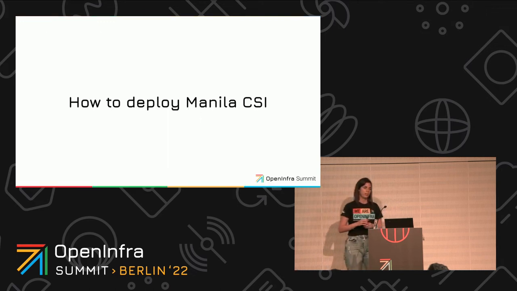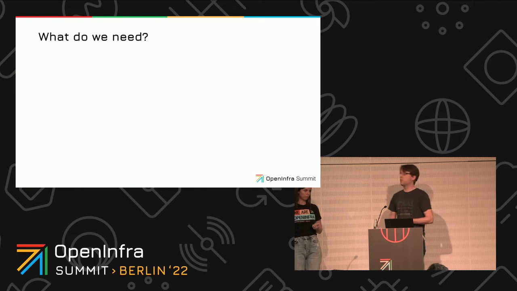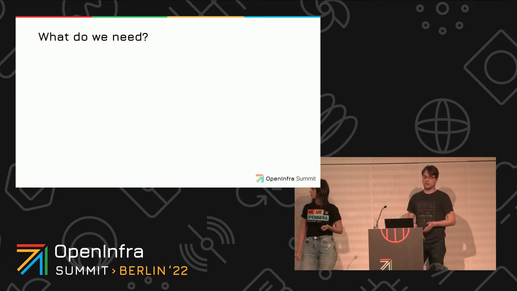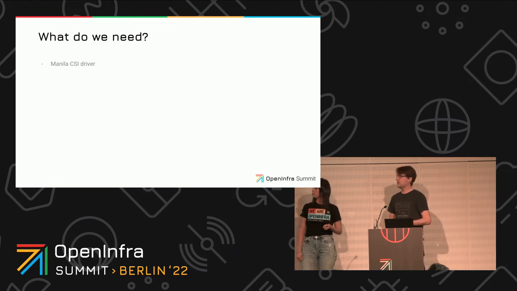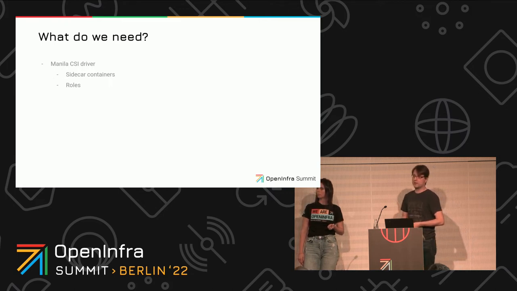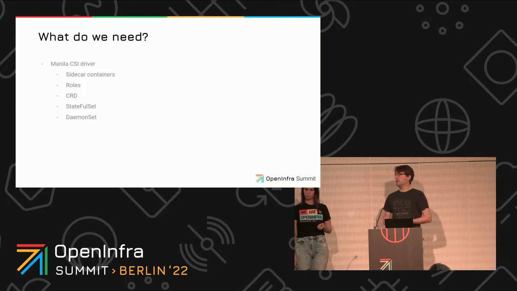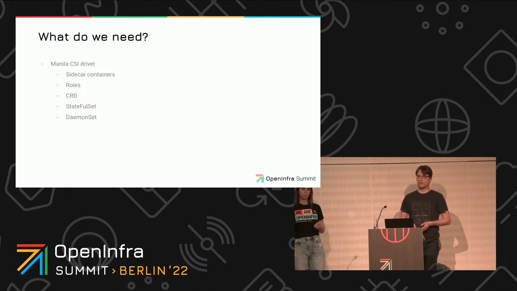All right, now let's talk about how to deploy Manila CSI. All right, thanks, Victoria. When we want to deploy Manila CSI, let's first have a look at what we actually need to run it. Obviously, the Manila CSI driver itself. And the driver requires, for example, a couple of sidecar containers to attach and detach volumes. We need a couple of roles and role bindings in Kubernetes, custom resource definitions, a stateful set, and a daemon set. You could actually deploy these manually if you wanted to, and there are some YAML files in the upstream repositories, but there's a better way to do it. I'll get to that in a second.